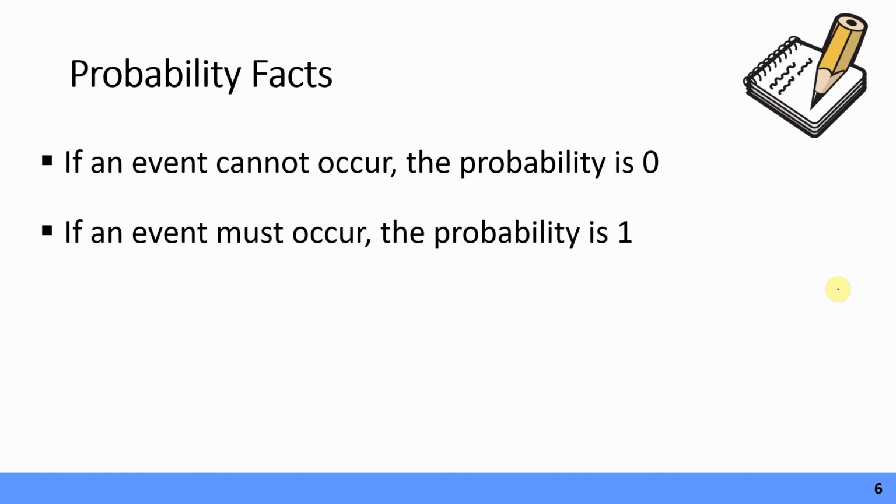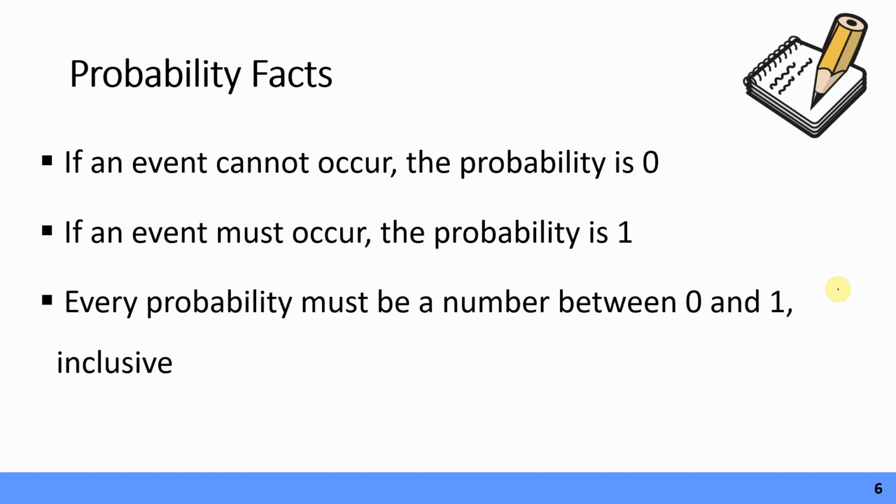Probability could also end up being 1, meaning that the event is for sure going to occur. When something's not going to happen, the probability is 0. When something is for sure going to happen, the probability is 1. So probability ranges between 0 and 1, and it could be 0 and it could be 1. The word inclusive there, don't let it scare you. Inclusive just means that it could be 0 and it could be 1.